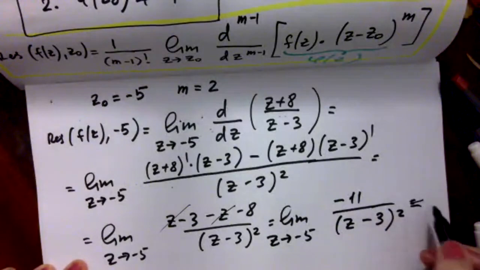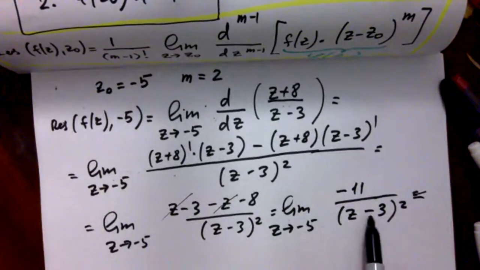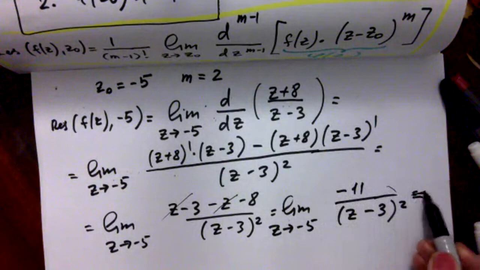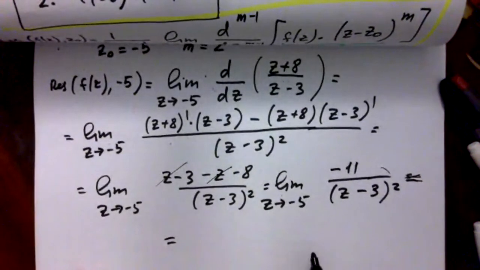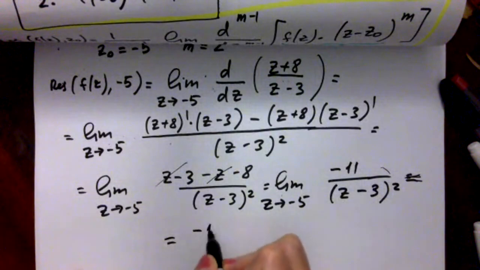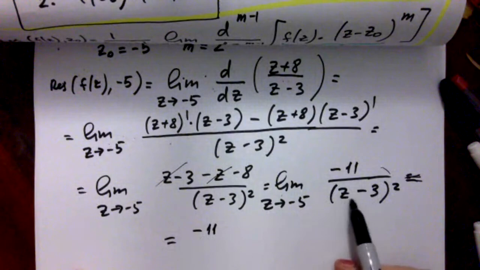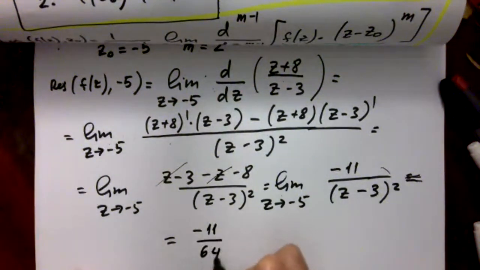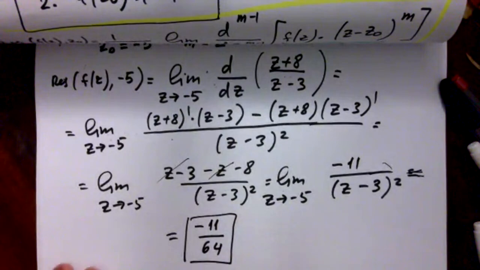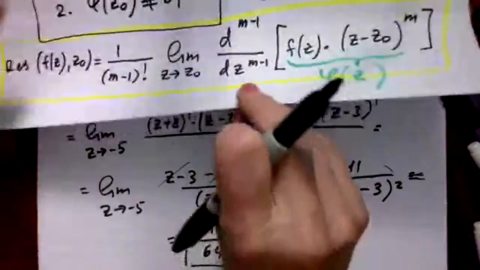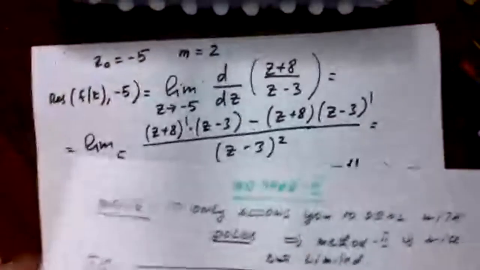Now all we need to do is plug in minus 5. We need to calculate this limit, but the limit is super simple. We don't need to apply any special tricks. We just need to plug in minus 5 instead of z. That's it. So minus 11 over, what is it going to be? It will be 64 again. Almost the same result, but with a negative sign in front. So that's it. As you can see, example number 2 was quite funny, quite interesting.